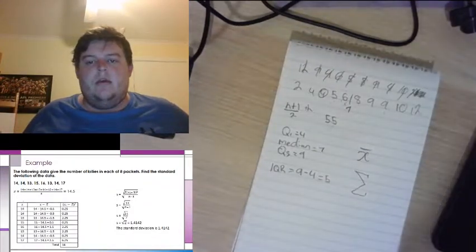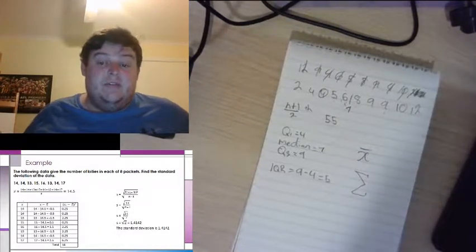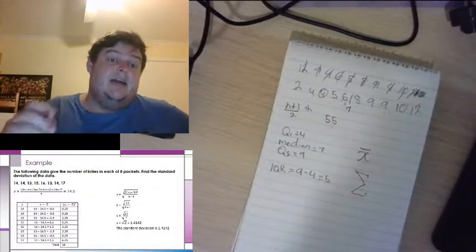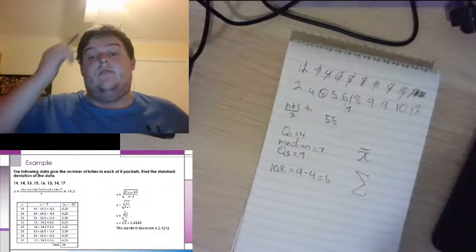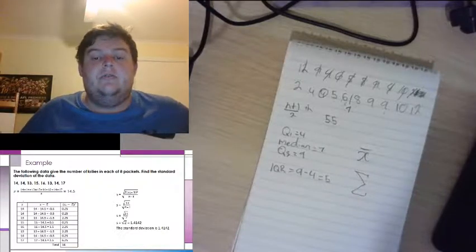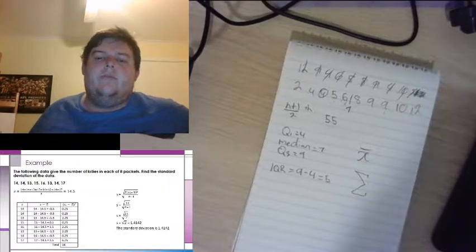Okay. So that equals 14 divided by 8 minus 1, because there were 8 values. That gives you 14 over 7, which is 2. So our standard deviation is the square root of 2.